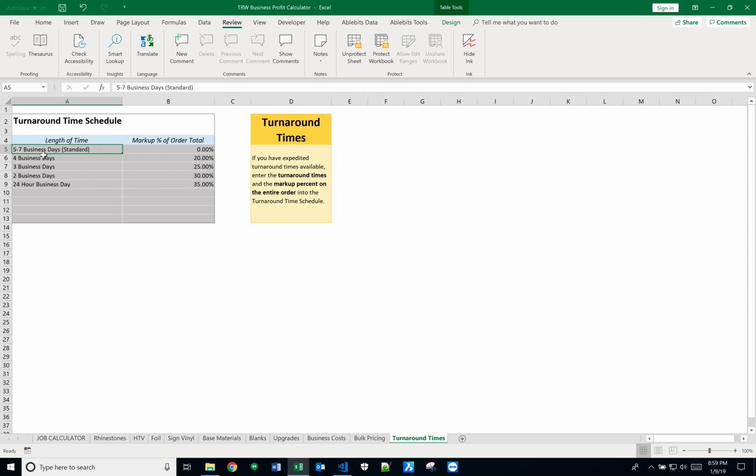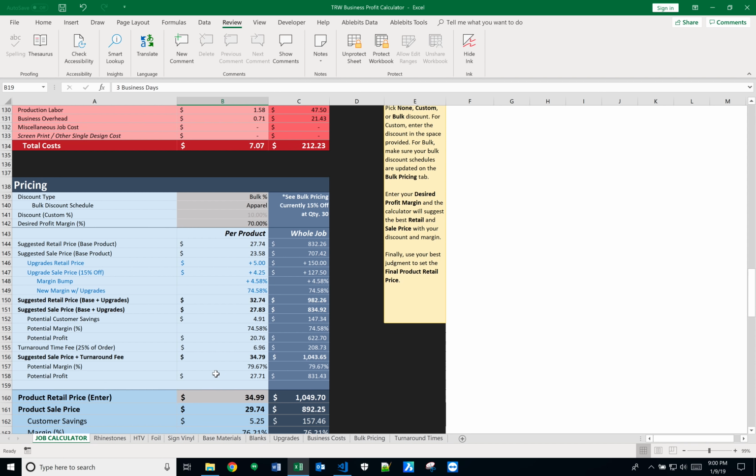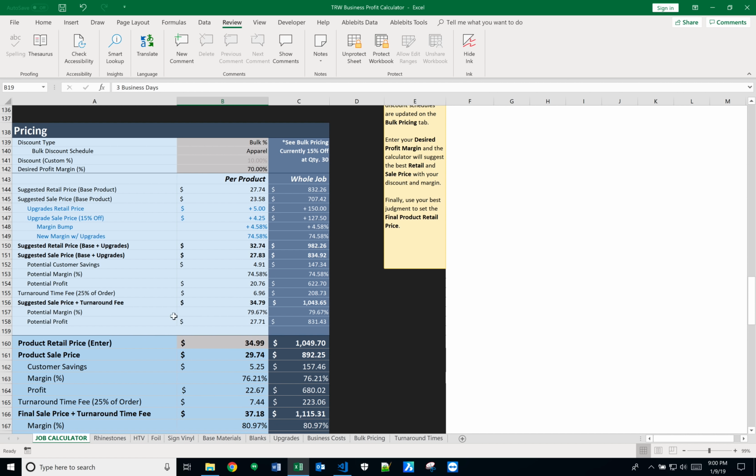So on the left column, we have the length of time, so what the turnaround time is, and then what the markup is on the total order. Okay, so for standard, 0. But if we want to turn around in 4 business days, we're saying to the customer, it's going to cost you 20% of your order to turn it around in 4 business days, right? If you want to jump the line and get this a little bit faster, then that's what it's going to cost you. 3 business days, 25%, right?